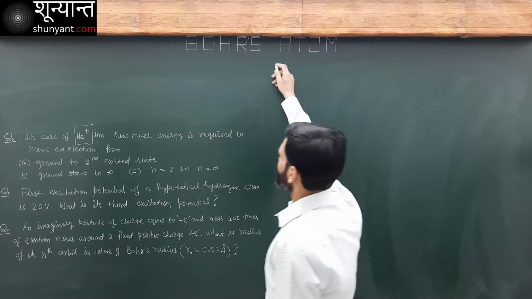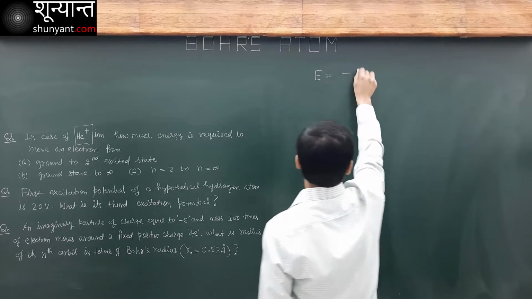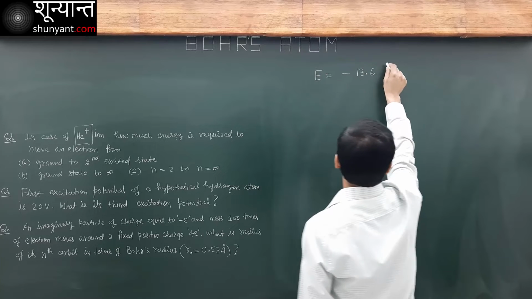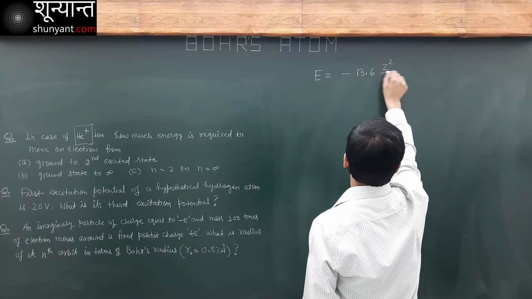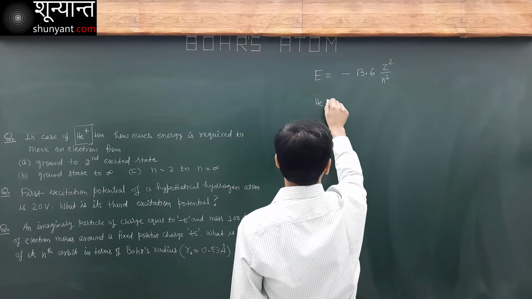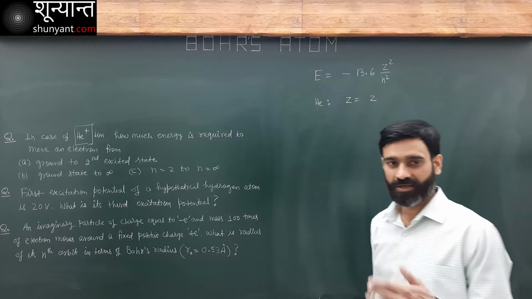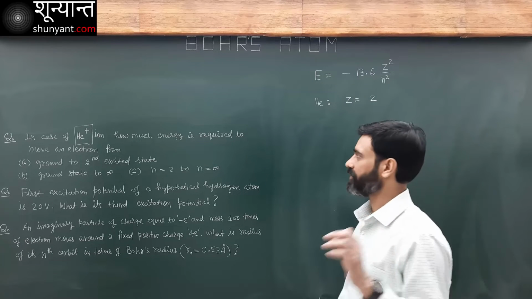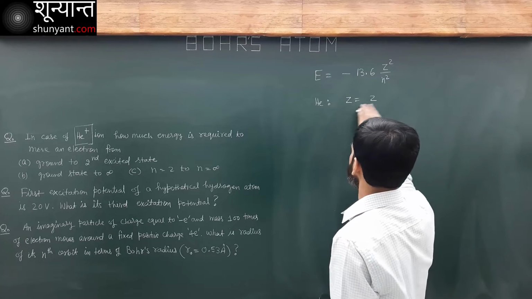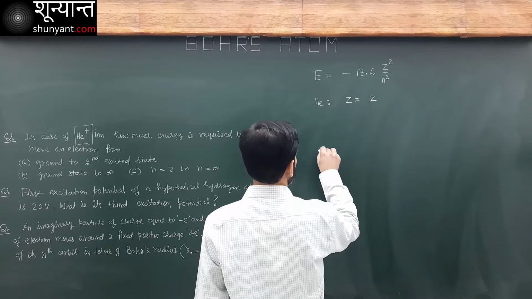So what will be the energy? First of all, what is energy? Energy is equal to minus 13.6 Z squared over n squared. For helium, what is Z? Z is 2, the atomic number. Hydrogen, helium, lithium and all that, you know this periodic table. So helium is Z equals 2. So now let's write the energy.